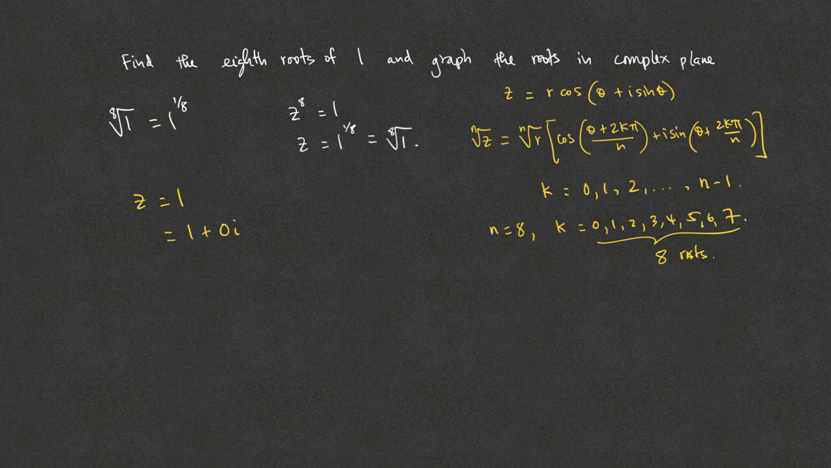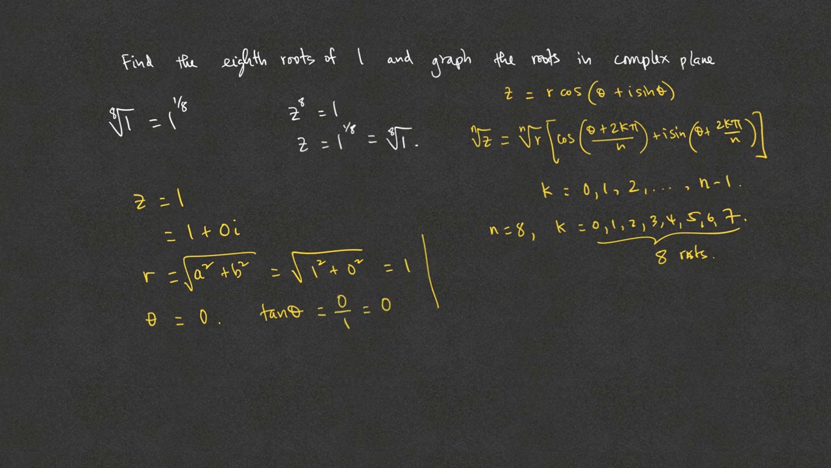And in complex form, we need to find r. r is the square root of a squared plus b squared. The real part for 1 plus 0i is 1, and the imaginary part is 0. So the modulus r is 1. Theta is simply 0 in this case because tangent of theta equals b over a, which is 0. So theta is 0. The complex number z equals 1, which is a real number.